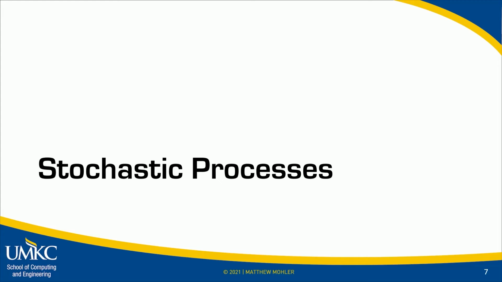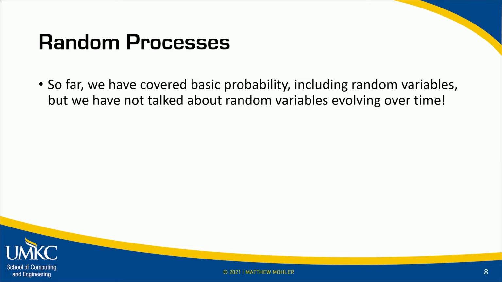Now in this section we'll take a brief look at stochastic processes, and a stochastic process is ultimately just a random variable that evolves over time. We started out with random variables, more accurately, and random variables are part of basic probability that we've covered so far. But what we haven't talked about is the random variable and how it evolves over time.